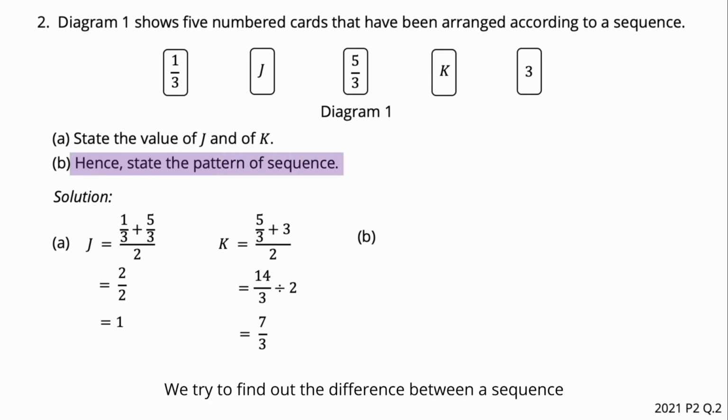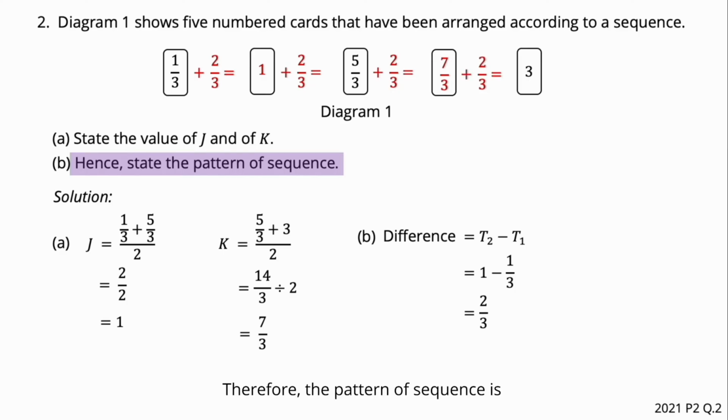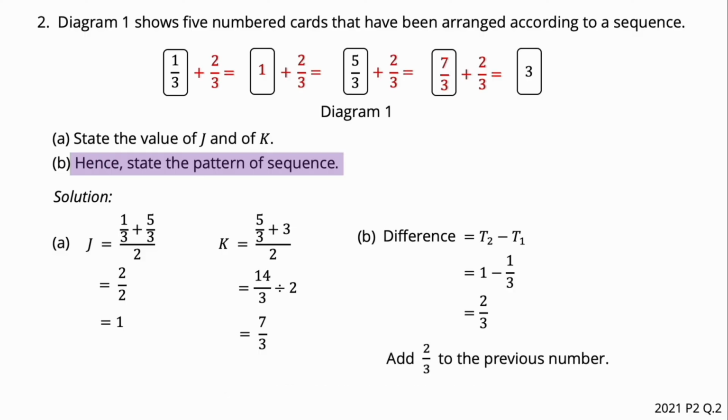We try to find out the difference between the terms of the sequence. The difference is term 2 minus term 1. 1 minus 1 over 3 equals 2 over 3. Try to check the pattern of the sequence. 1 over 3 plus 2 over 3 equals 1. 1 plus 2 over 3 equals 5 over 3. 5 over 3 plus 2 over 3 equals 7 over 3. 7 over 3 plus 2 over 3 equals 3. Therefore, the pattern of the sequence is add 2 over 3 to the previous term.